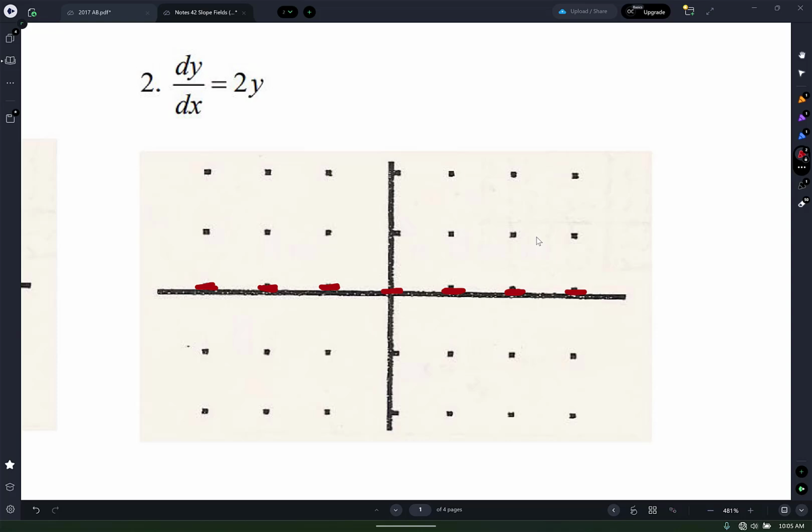Then we're going to go to y equals 1. 2 times 1 is 2. So we put a slope of 2. It doesn't have to be perfect. Just make sure it's positive. And then I go to the next one, 2 times 2. 2 times 2 is 4, so just make it look steeper than the one below.